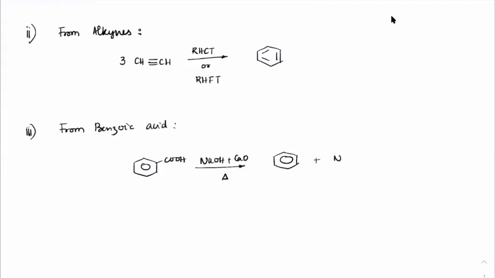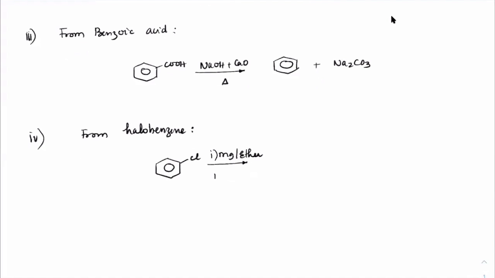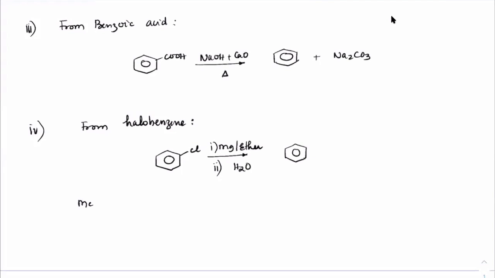Basically that will convert into Na2CO3. From halobenzene, so benzene with halogen present on it, treat that with magnesium and ether. So we'll get first RMgX and then do hydrolysis. So what do we get? We'll get benzene. See the mechanism.